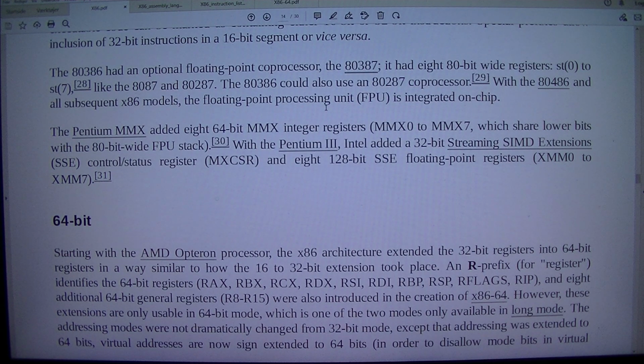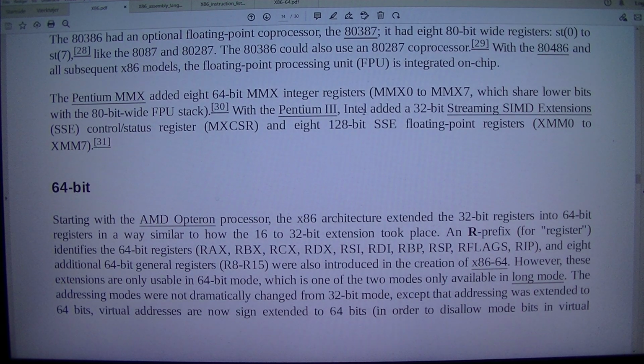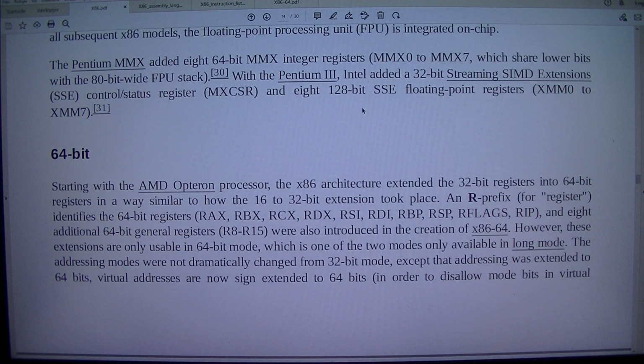29. With the 80486 and all subsequent x86 models, the floating point processing unit, FPU, is integrated on chip. The Pentium MMX added 8 64-bit MMX integer registers, MMX0 to MMX7, which share lower bits with the 80-bit wide FPU stack. 30. With the Pentium 3, Intel added a 32-bit streaming SIMD extensions, SSE, control/status register, MXCSR, and 8 128-bit SSE floating point registers, XMM0 to XMM7.